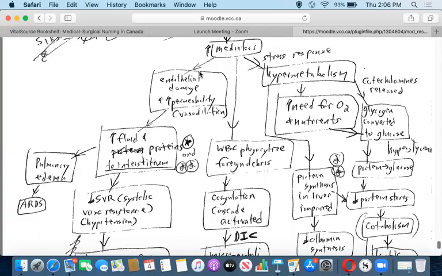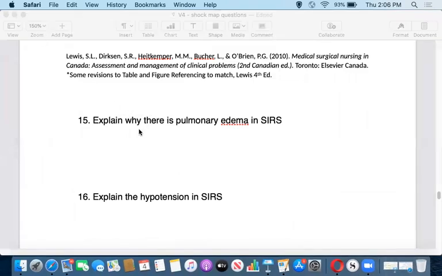So I think the big reason here, if you haven't already thought about it, is really about that increased permeability, that vasodilation that comes with the systemic inflammatory response. You're going to get fluid going to tissues all around, one of the areas being the pulmonary area. So that really covers off that question well enough for us here.